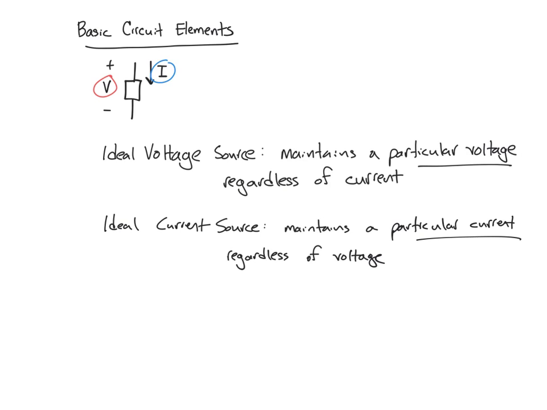You've all been exposed to some of these already, so the ideal voltage source is a little bit easier to conceptualize, I think. Batteries are examples of voltage sources. They maintain a particular voltage, at least you want it to, regardless of the amount of current that you're drawing out of that battery. Otherwise, it wouldn't be a good battery or a voltage source.